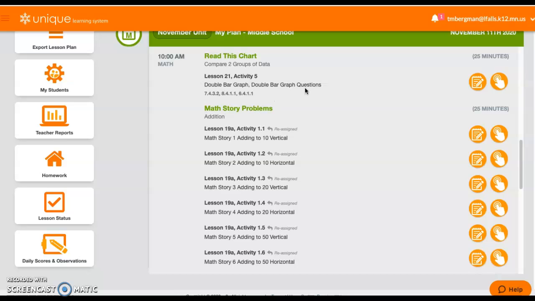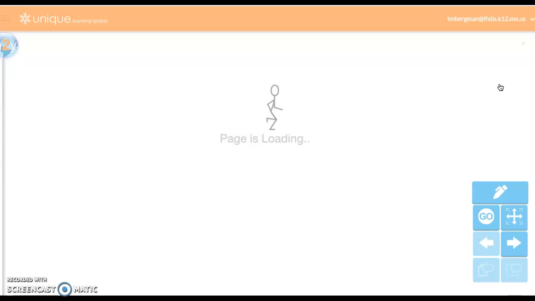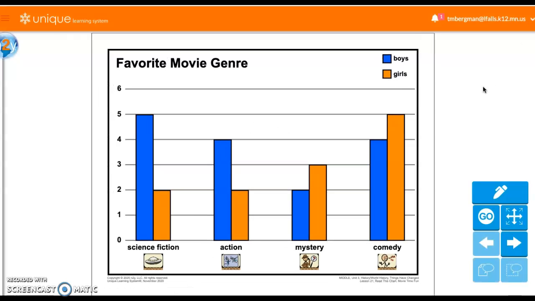So the first thing we're going to do, again, is talk about some graphs. So we talked about a simple bar graph yesterday that only had one bar on each of it. So now we're talking about our favorite movie genre. So a genre is like a type of movie or like a category, okay? So science fiction, action, mystery, or comedy. So different kinds of movies.